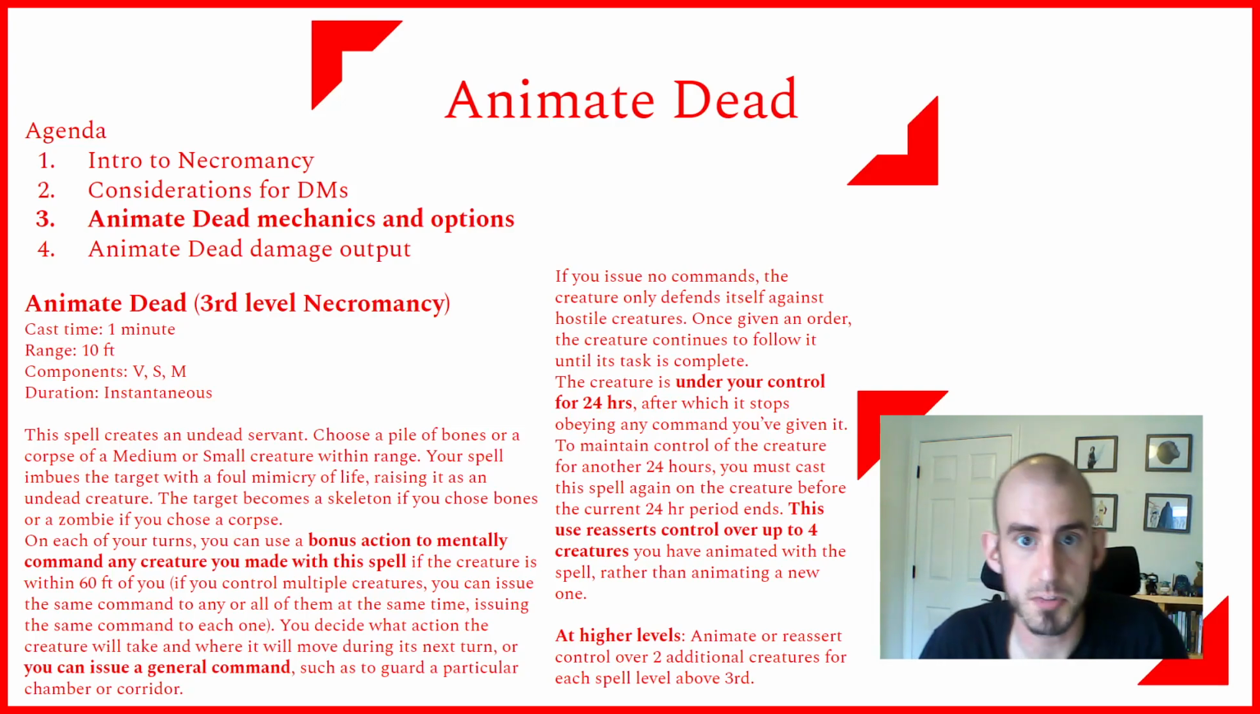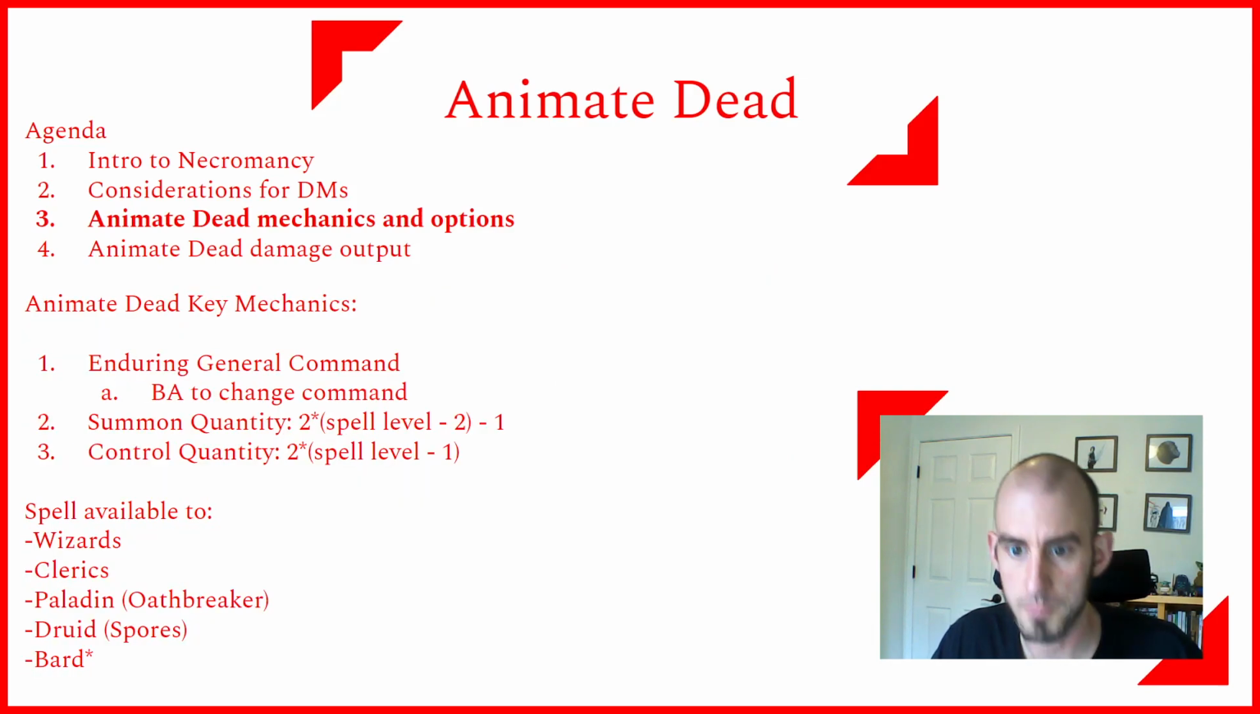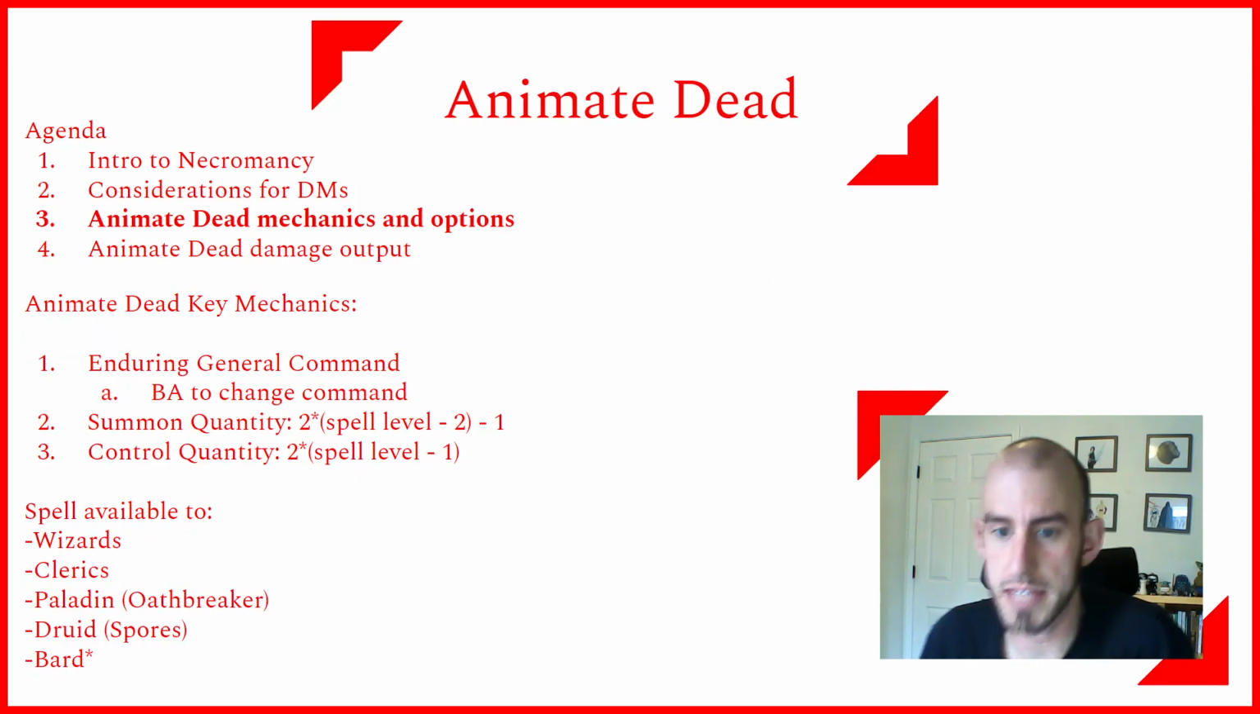When you do it in this way, you can reassert control over up to 4 creatures you have animated with the spell rather than animating a new one. And at higher levels, the number of creatures we can animate or control with a single cast of the spell increases by 2 for each level over 3rd. Now, there are some important things here, and I've highlighted the big ones, and we'll cover them in a little more detail now. So what are the key mechanics of Animate Dead?